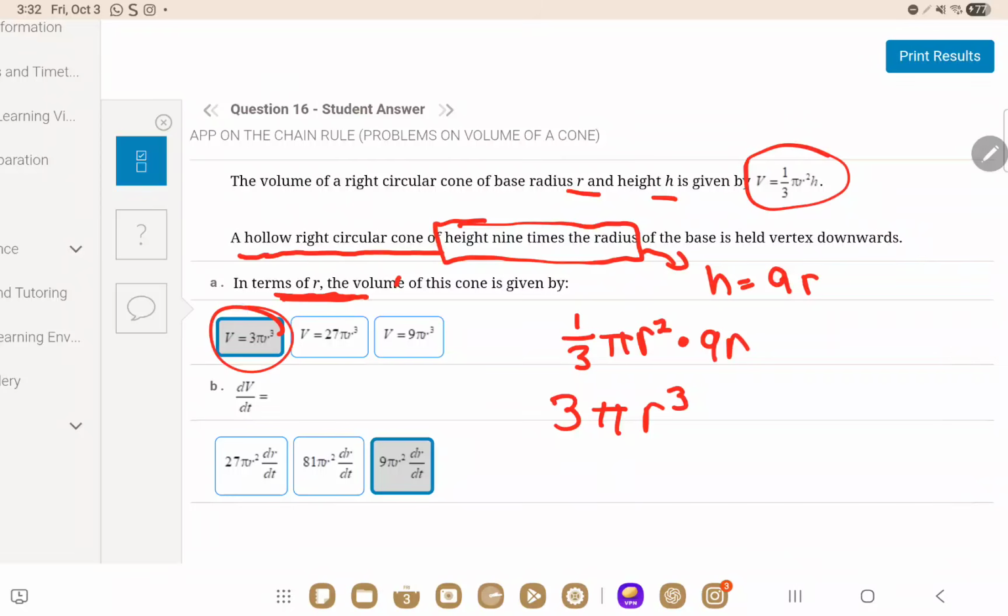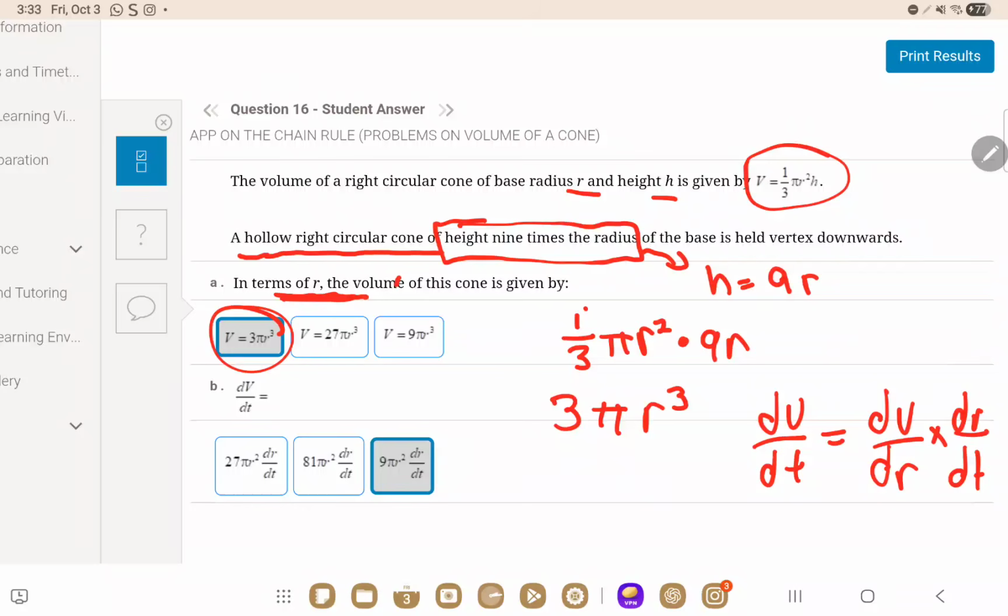Now dv by dr, so dv by dr is equal to... they called it rate t, sorry, my bad. They want dv by dt, so it's equal to dv by dr times dr by dt, right?